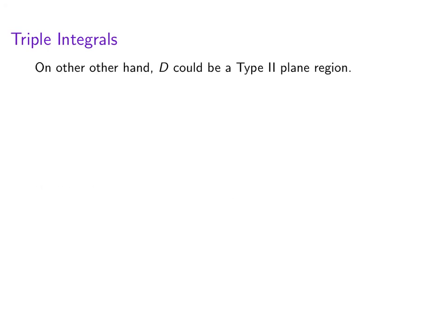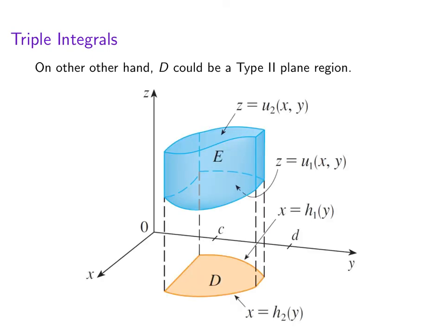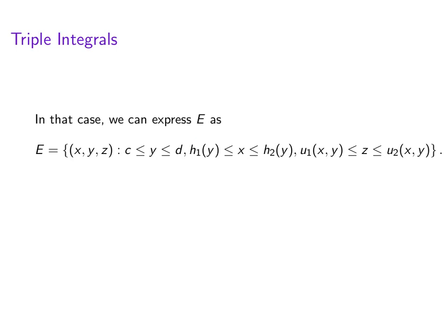And then another possibility is that D could be a type 2 plane region. Here's a picture of a solid whose projection into the xy plane is a type 2 plane region. That means that projection has bounding curves which are functions of y. Here's how we can express E if its projection into the xy plane is a type 2 plane region. E is the set of all points x, y, and z, where y goes between c and d, x goes between h1 of y and h2 of y, and z goes between u1 of xy and u2 of xy.